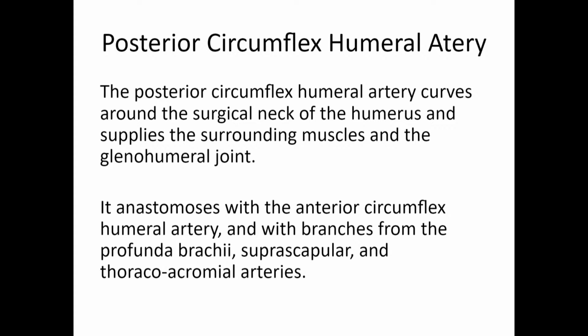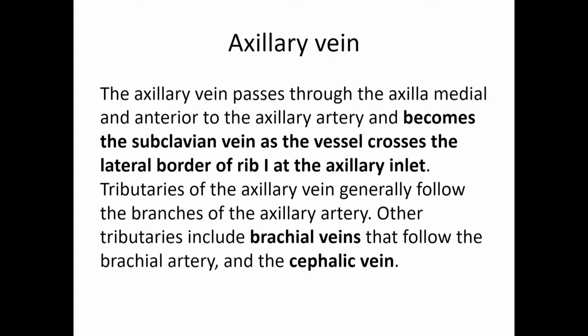Now, let's discuss the veins, and I will go faster with the veins because we're having almost the same names there, and the locations are the same. The axillary veins pass through the axilla medial and anterior to the axillary artery, and they become the subclavian veins as the vessels cross the lateral border of rib 1 at the axillary inlet. So the name implies the same, the locations imply the same, everything is the same.